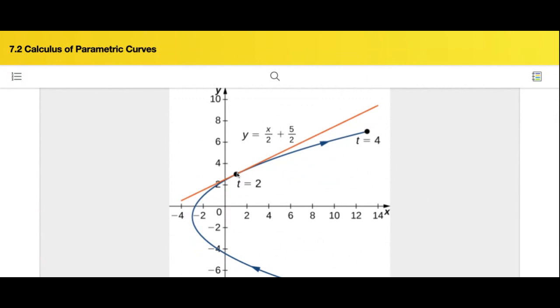So the tangent at 1, 3, the tangent line is this orange line. The slope is half. So with 1 point, and the derivative at this point, we can write out the equation of this tangent line, which is x over 2 plus 5 over 2. Okay, anyone has any questions?